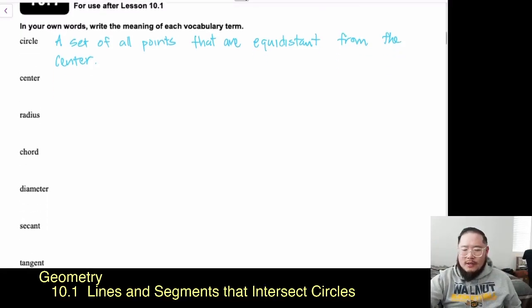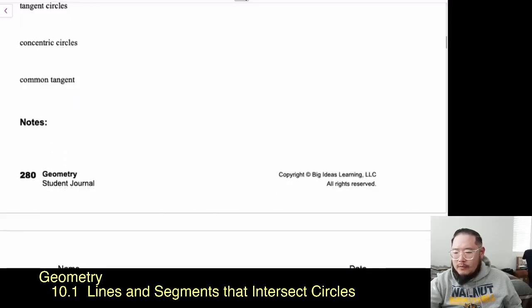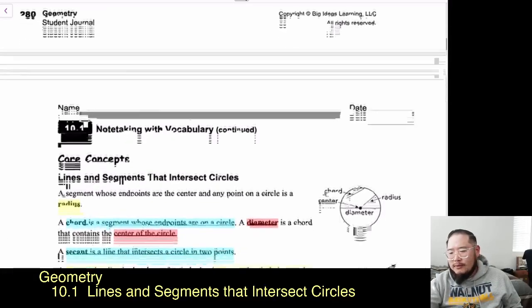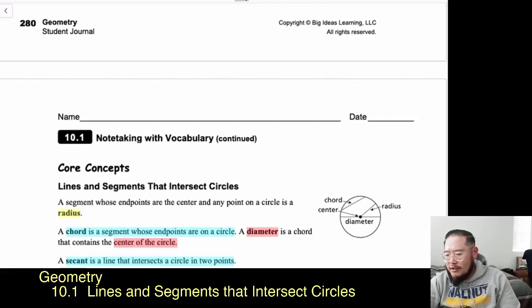Okay? We'll go ahead right here. You see a bunch of different terms, and we will learn about them coming right up. Well, here we go. Let's start with these core concepts. The first one, lines and segments that intersect circles. A segment whose endpoints are the center and at any point on a circle is a radius.